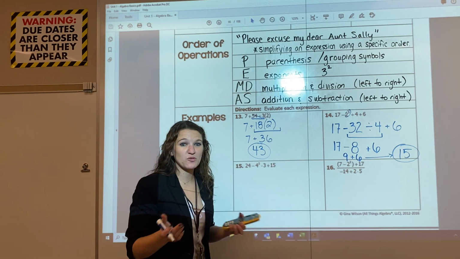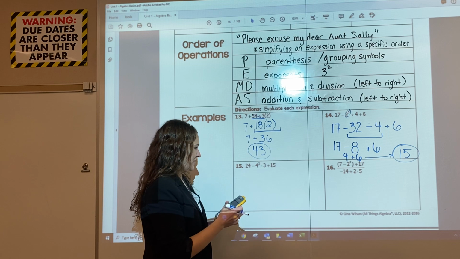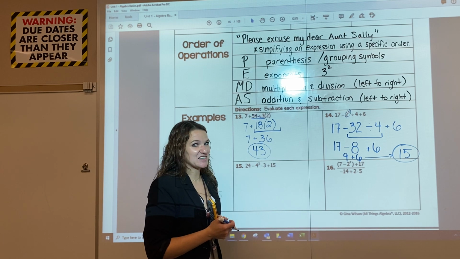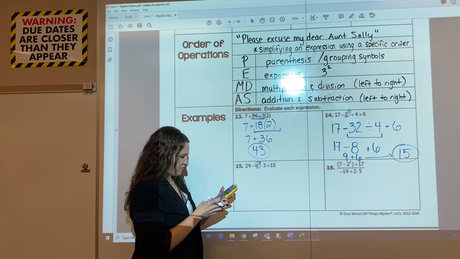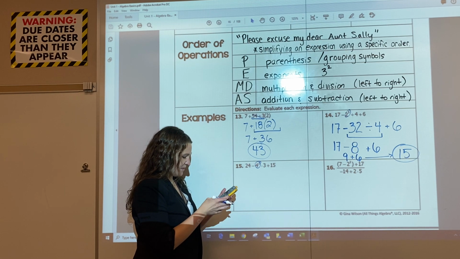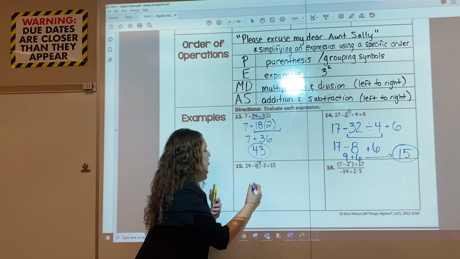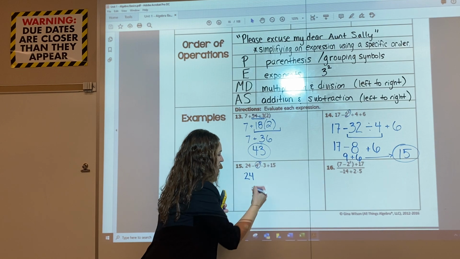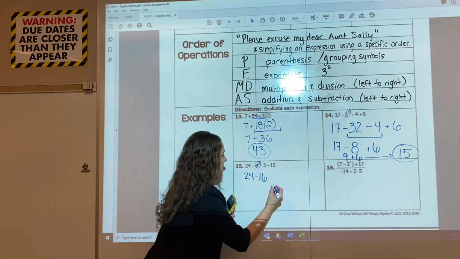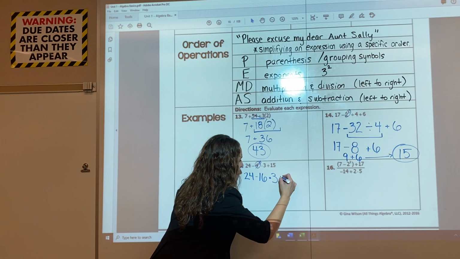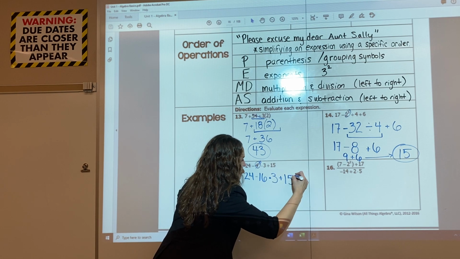First thing we're looking for is parentheses. I see no parentheses here. Next thing, exponents. 4 squared. So I'm going to put 4 squared in my calculator and see what I get. 16. Bring down everything else. So I have 24 minus 16. I just simplified that. Times 3 plus 15.